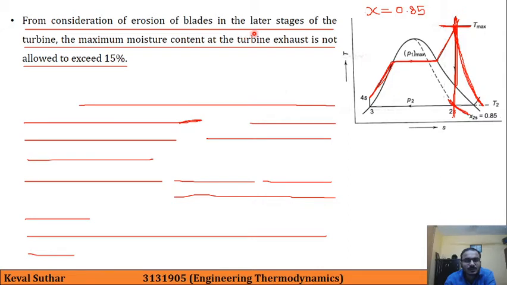So because of this, the maximum moisture content at turbine exhaust that can be tolerated is up to 15% only. So this is the maximum left hand side limit till which we can go. Beyond this it will damage our turbine blades, so we can go only up to 0.85.